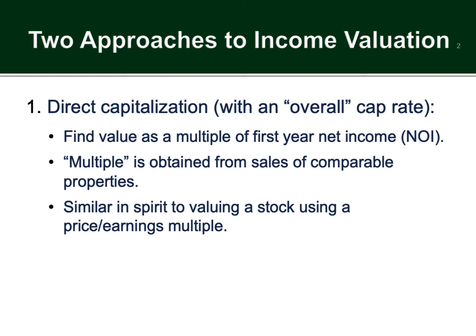Usually with a direct capitalization, we take the building's first year net operating income, basically net income, excluding interest payments and accounting depreciation, and then apply a multiple to that income based on multiples of similar buildings which have sold recently in the area.